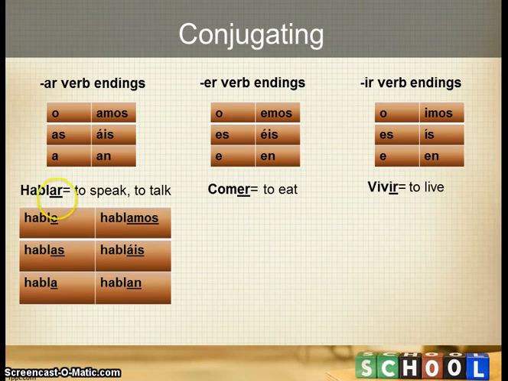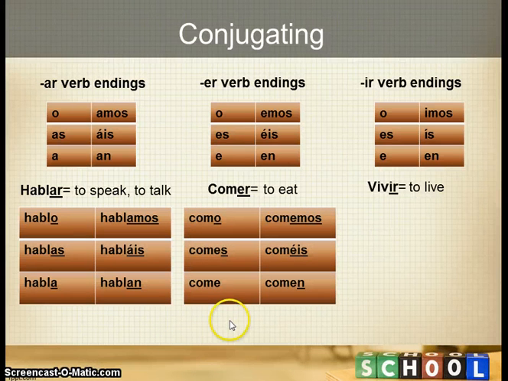So hablar is our infinitive, and that actually means to speak or to talk. But because we've changed it in the box, hablo is now going to mean I speak or I talk. Hablas, you speak, you talk. Habla, he, she speaks or you speak. Hablamos, we speak. Habláis, you all speak if we were in Spain. And hablan, they speak or you all speak.